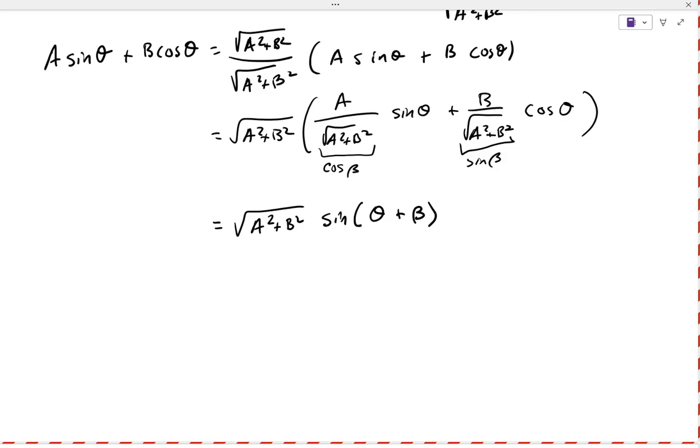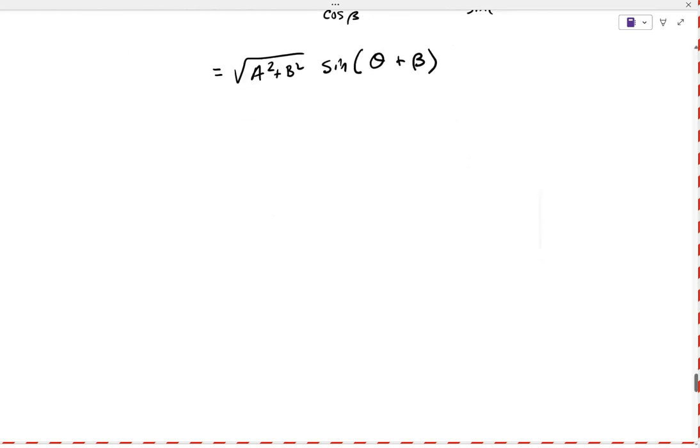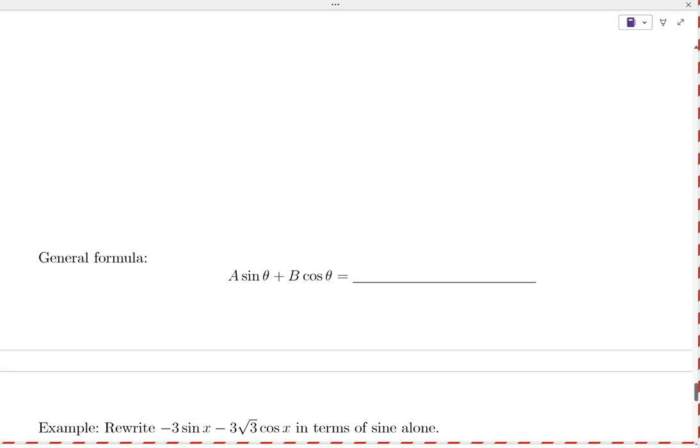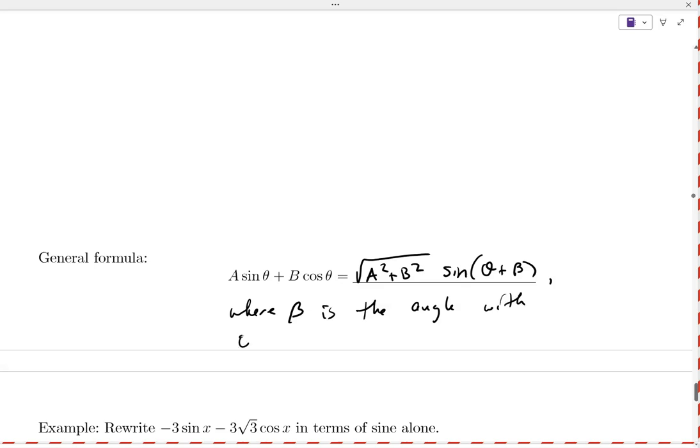But just to summarize at the bottom here of the page, this is going to be equal to square root of a squared plus b squared sine of theta plus beta, where beta is the angle, with cosine of beta being a over square root of a squared plus b squared, and sine of beta equaling b over square root of a squared plus b squared.